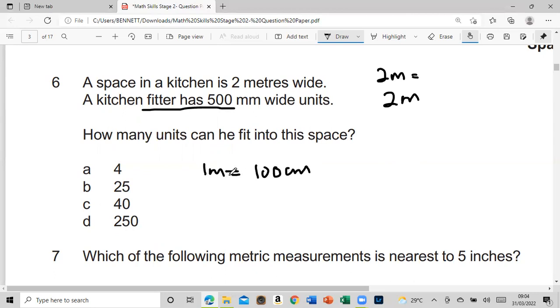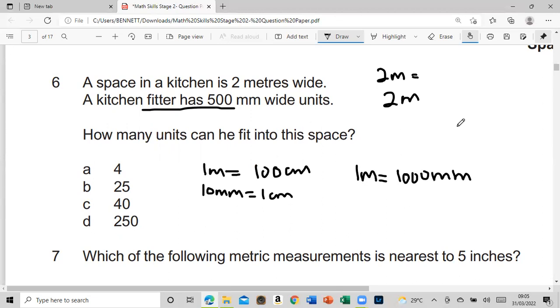And we know that it takes 10 millimeter to equal 1 centimeter, right? So converting this, it will be 10 times this. So in 1 meter is 1,000 millimeter, right? That's 1,000 millimeter.